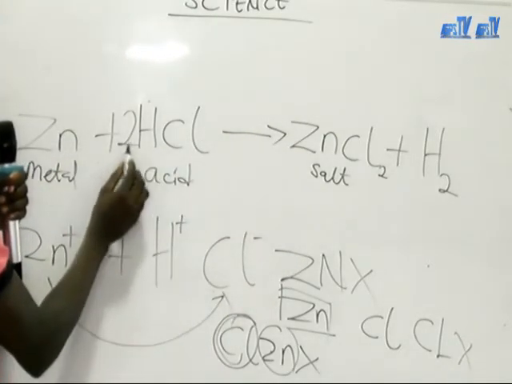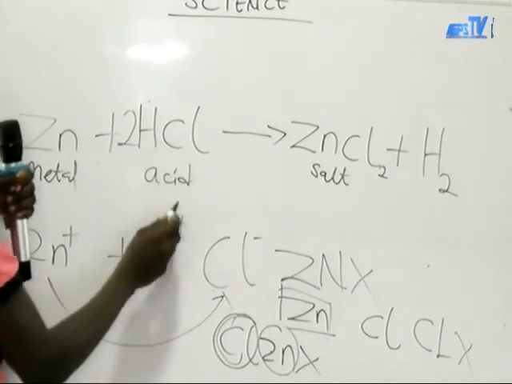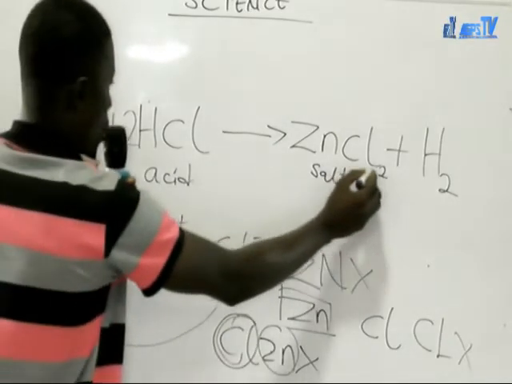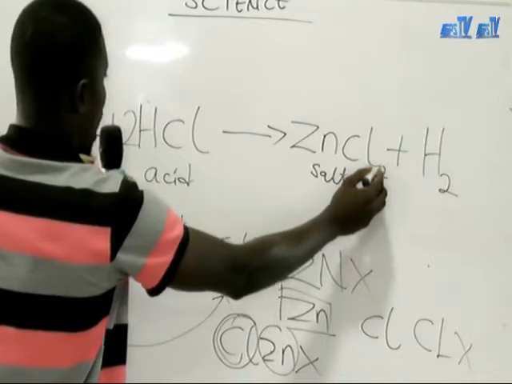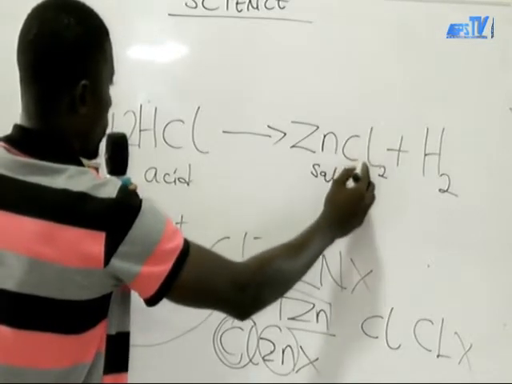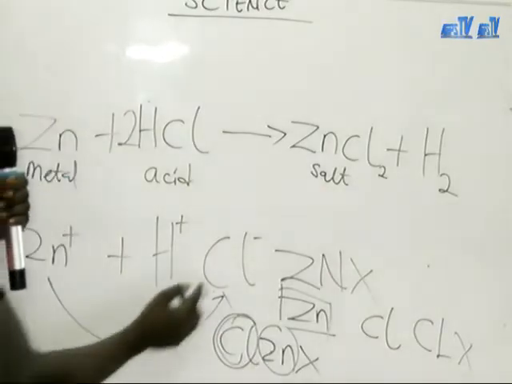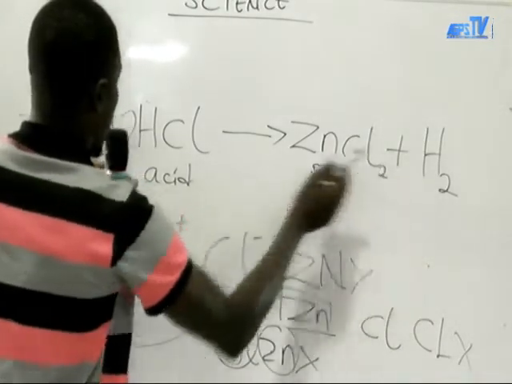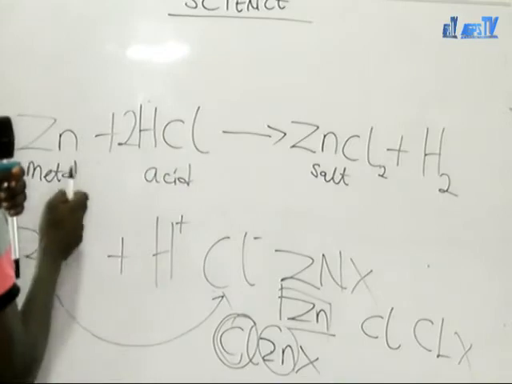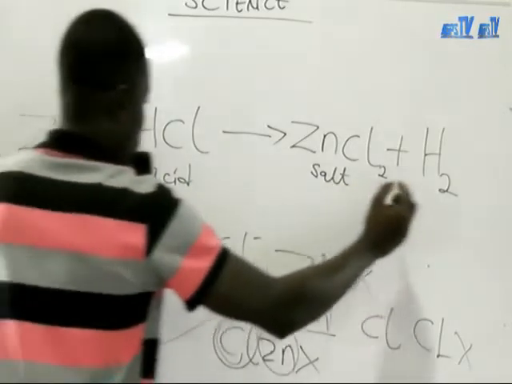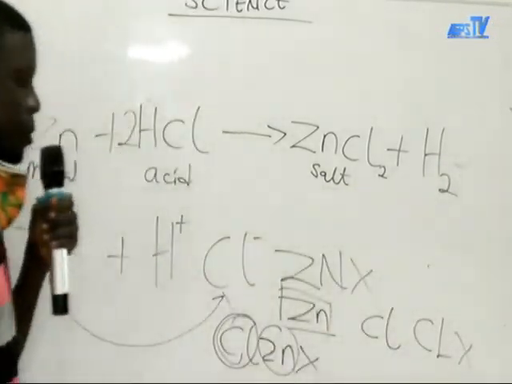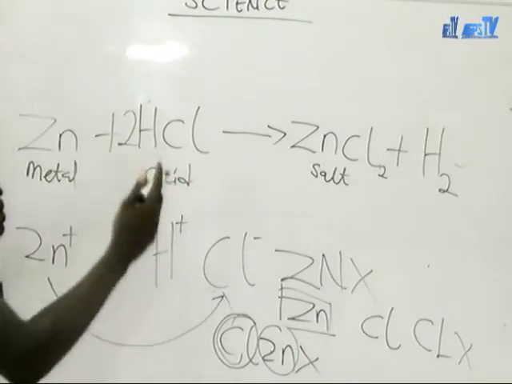So this 2 is multiplying this and this. So for you to balance the chlorine, you write 2 here, so that you can get 2 atoms of chlorine, 2 atoms of hydrogen. If you count the number of atoms, you can get 2 atoms here, 2 atoms here, 2 atoms here, 2 atoms here, and 1 atom of zinc. This one is correct. So take note of that.